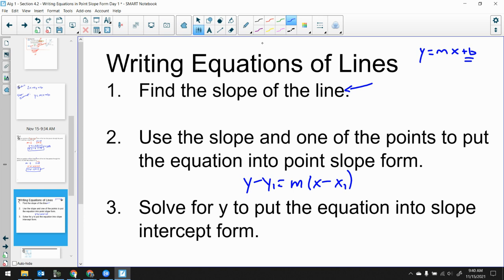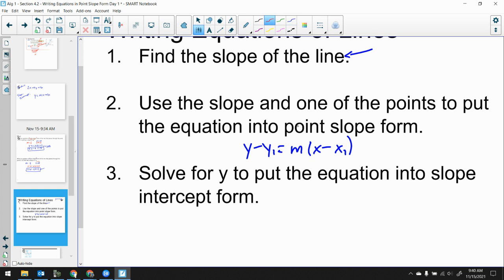My last piece to this is solving this equation for y. What does that mean? That means distribute the m in and then add this y1 over to the other side. And I'll show you what that means here in a second. So let's go through that process again.